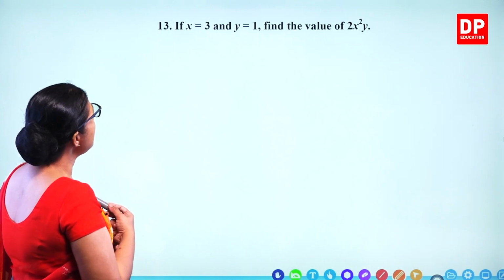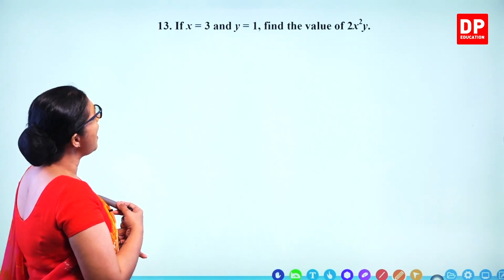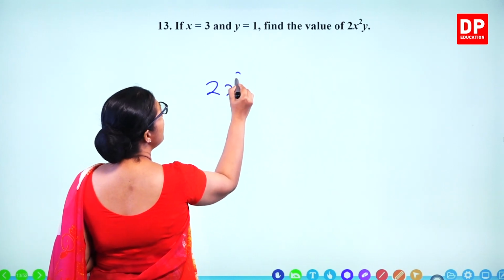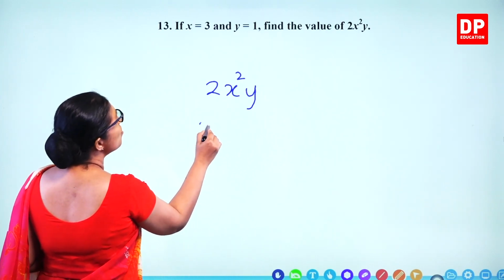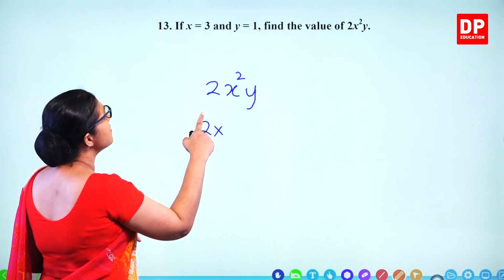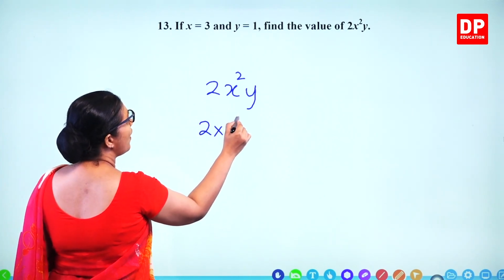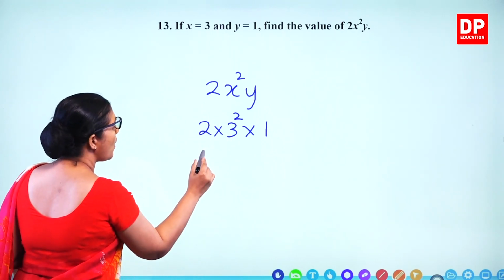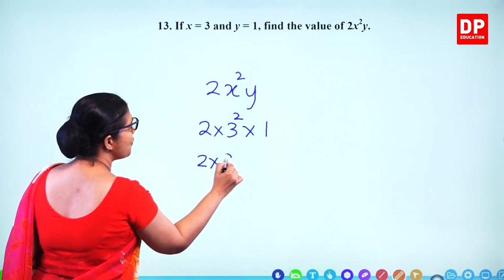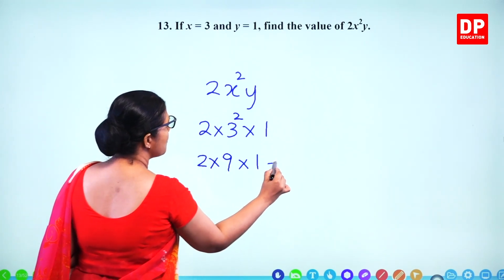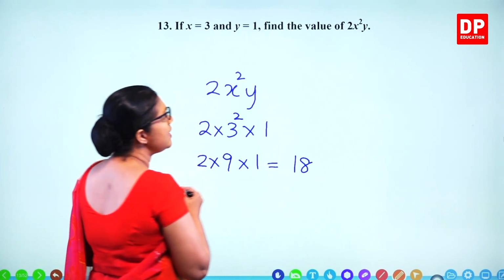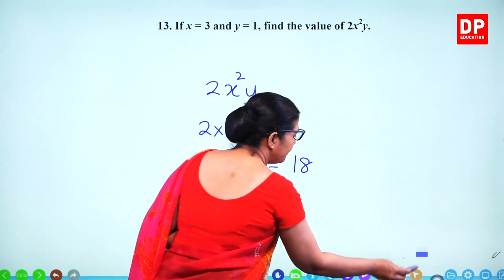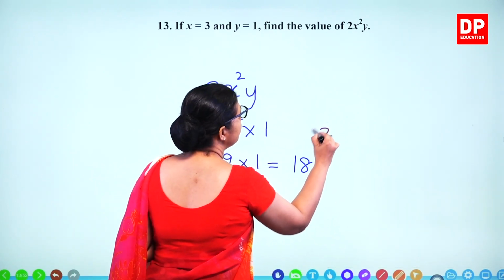Question number 13. If x equals 3 and y equals 1, find the value of 2x squared y. 2, x is 3. That means 3 squared, and y is 1. So what's 3 squared? 3 times 3, 9. 9 times 2, that's 18. So the value is 18. You get 2 marks there.